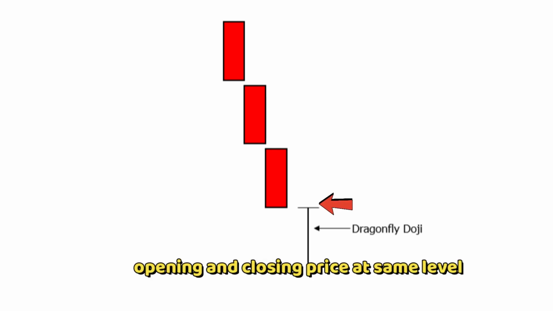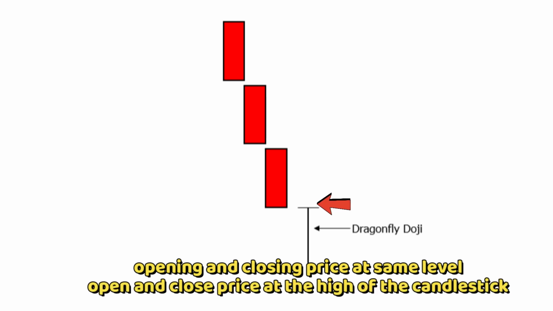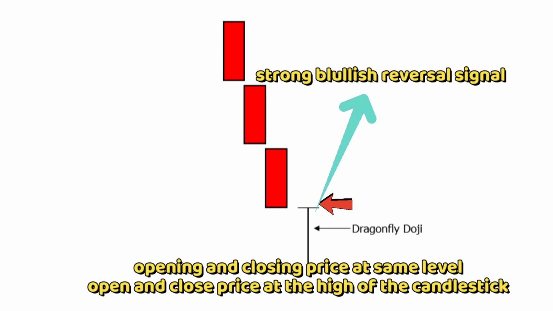The Dragonfly Doji. The bullish Dragonfly Doji pattern is a rare and single candlestick pattern that occurs at the bottom of a downtrend. It is very similar to the bullish hammer pattern, except on the Dragonfly Doji, the opening and the closing prices are at the same level. The open and the close will also be at the high of the candlestick. The bullish Dragonfly Doji is more reliable than a bullish hammer, and it tends to be a stronger bullish signal.